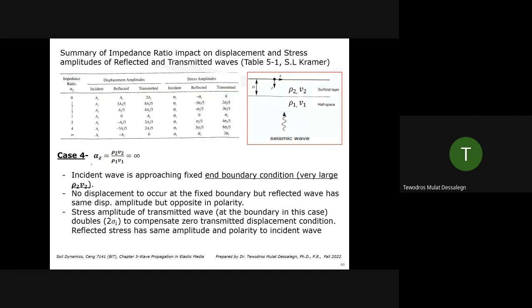We have a fourth case. How about if it's excessively large? The impedance ratio is like infinity, or we mean it to be very large, which means the density times V2 should be really large compared to this one.